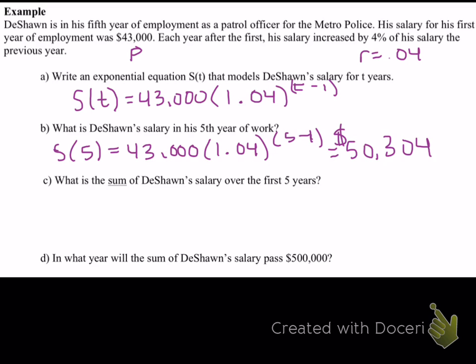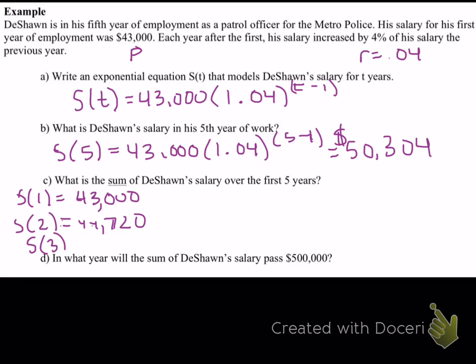So letter C says, what is the sum of his salary over the first 5 years? So what we have to do is calculate each year, and then we would add them up. So we know the first year he made $43,000. It tells us that in the problem. In year 2, he made $44,720. And again, you're just plugging in these values and figuring out what you get after you plug it in.